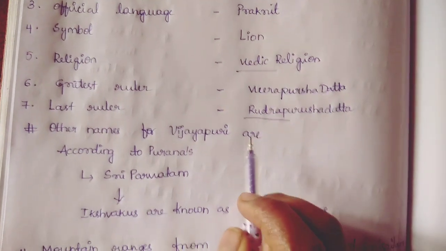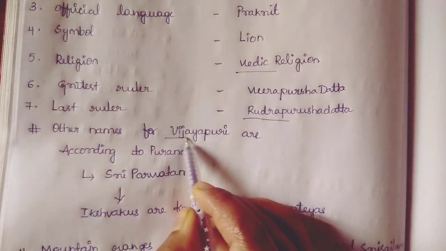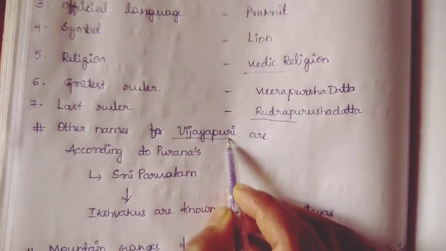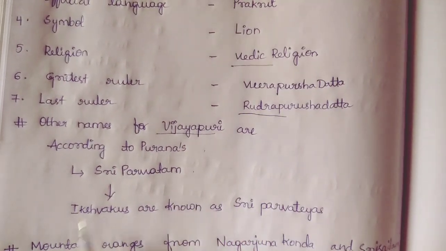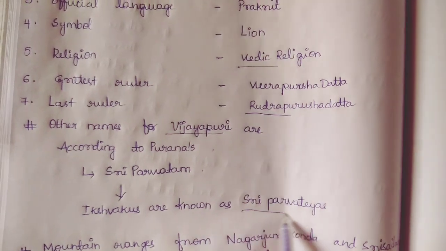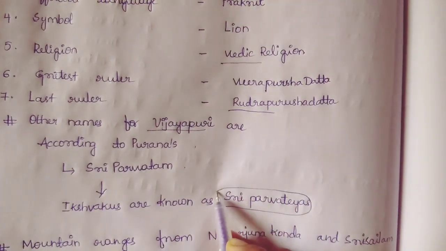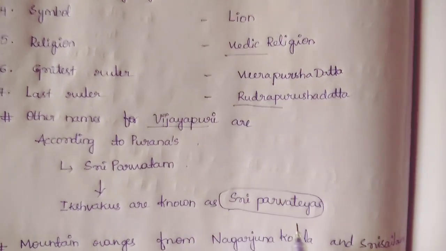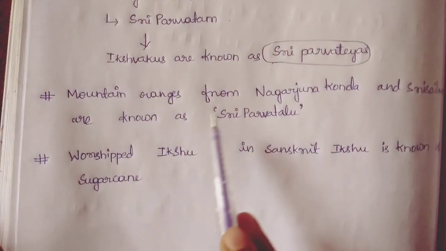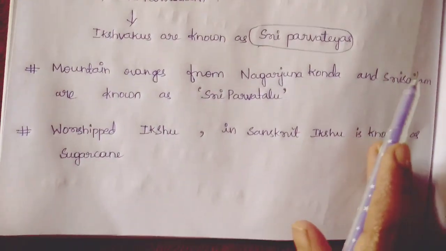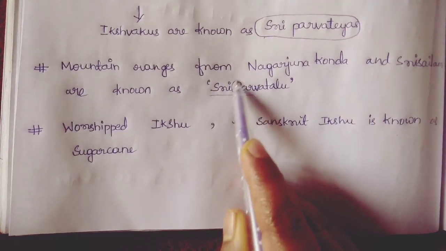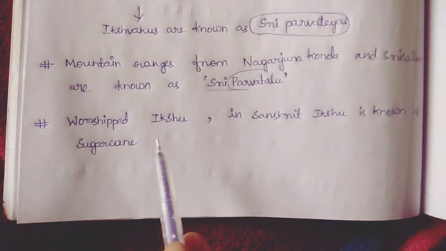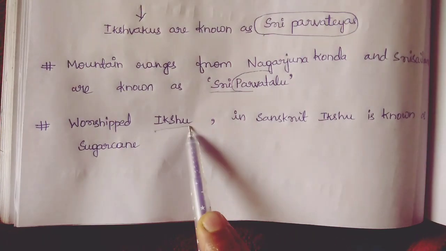Coming to the capital of the Ikshvaku dynasty, it is Vijayapuri. Another name for Vijayapuri, according to the Puranas, is Sri Parvatam. Because of Sri Parvatam, Ikshvakus were known as Sri Parvateyas. Mountain ranges from Nagarjunakonda to Srisailam are known as Sri Parvatalu. Parvatalu means mountains.